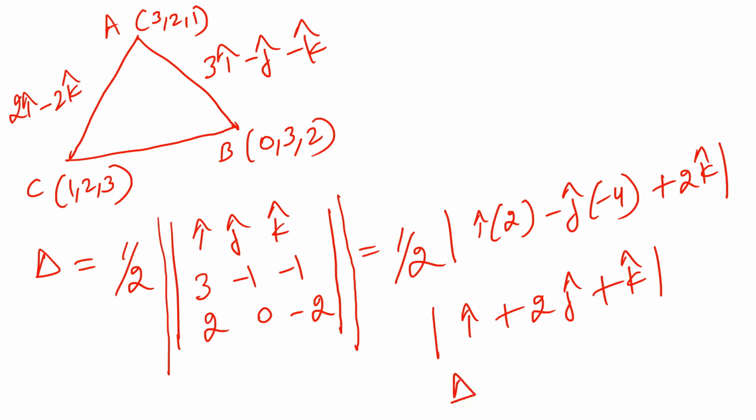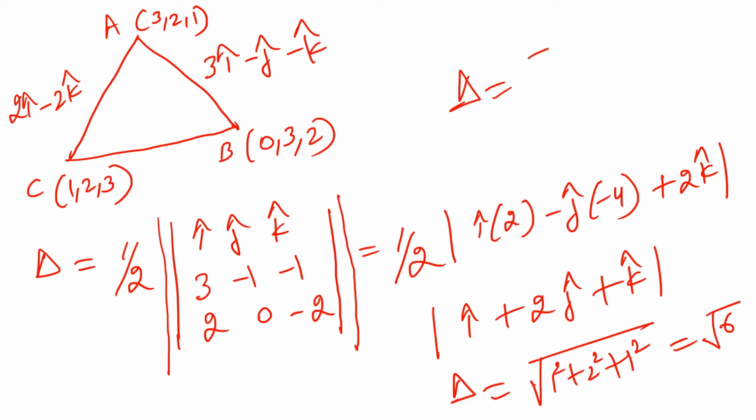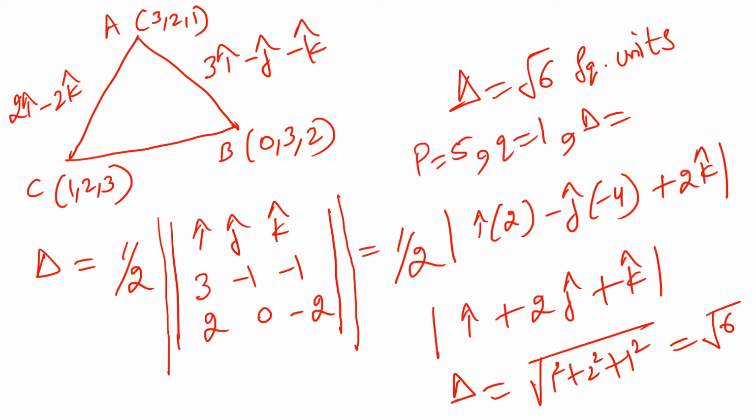So students, delta becomes under root of 1 square plus 2 square plus 1 square. So it becomes under root of 6. So that means delta is equal to square root of 6 square units. Now we have found all the values, p equal to 5, q is equal to 1, and delta is equal to root 6. So hence C option is the correct one.